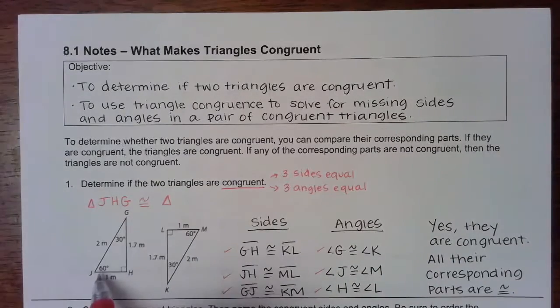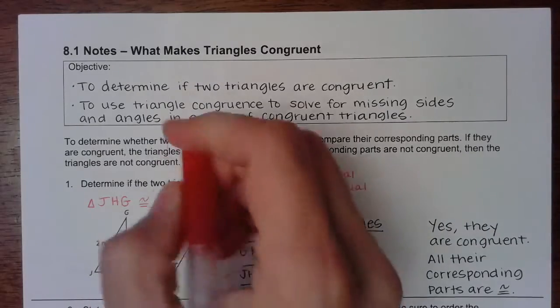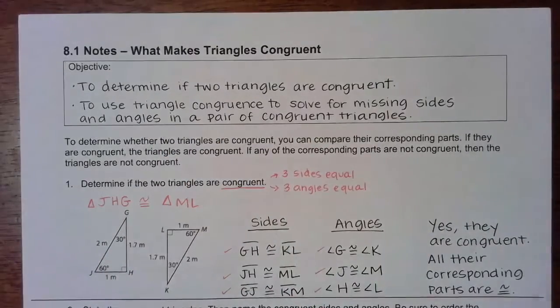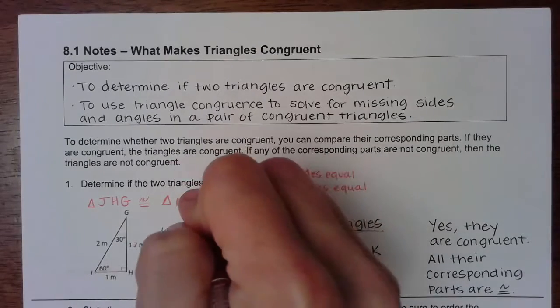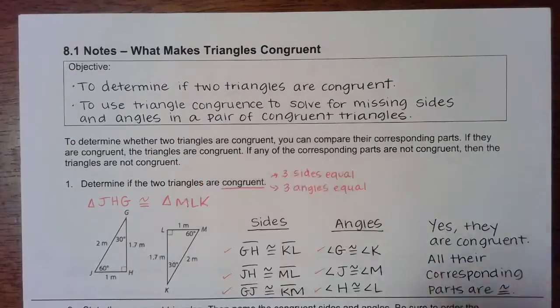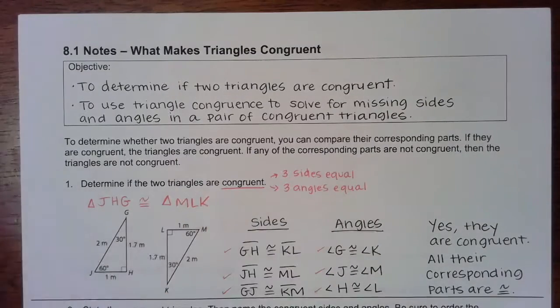I put the J first, that was a 60-degree angle, which means in this triangle the M has to go first. Then I put the H second, that was the 90-degree angle, so L has to go second. Then I put the G last, the 30-degree angle, so K has to go last over here. So the order that you put the letters in matters.